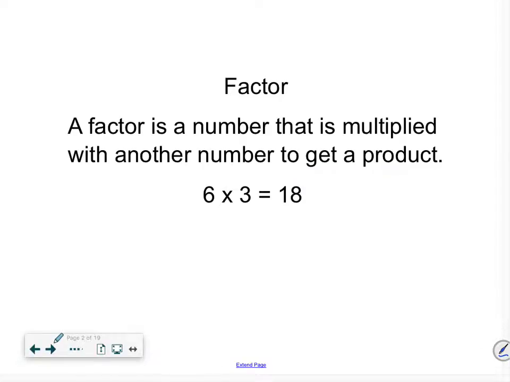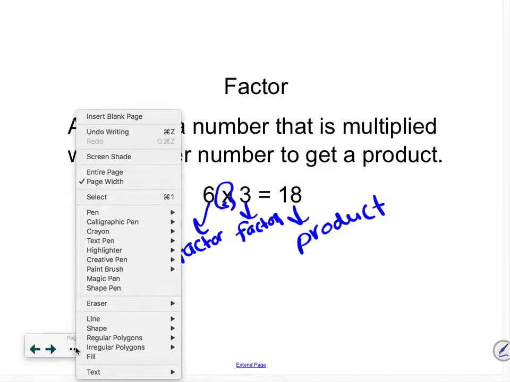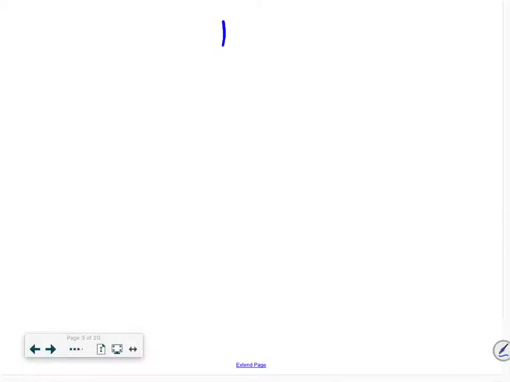Here's the definition of a factor. It says a factor is a number that is multiplied with another number to get a product. So we have 6 times 3 is 18. We know that 18 is the product. It's the answer to a multiplication question. Okay? So the factors are these two numbers, 6 and 3, because we multiply the two factors together to get the product. Okay? So if I were going to continue finding the factors, remember we use a factor rainbow as our strategy so we don't forget all the factors.